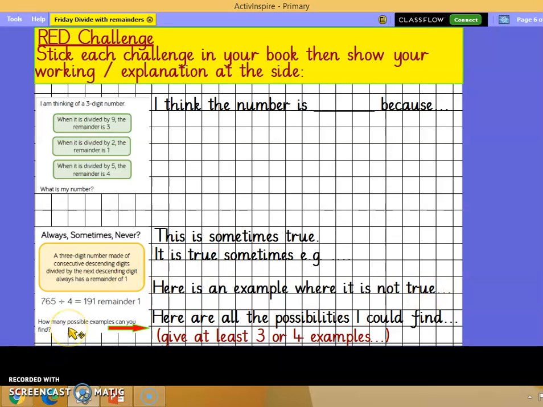Don't forget the last part of this question. How many possibilities are there? How many examples could you find? And I've asked, could you give me at least 3 or 4 examples? Some of you might astound us by providing us with more. Give us a sentence starter to introduce when you begin this. Here are all the possibilities that I could find. And then record your examples.